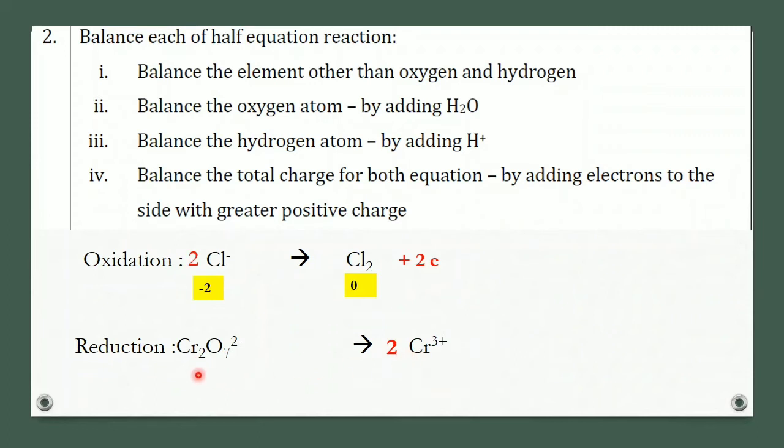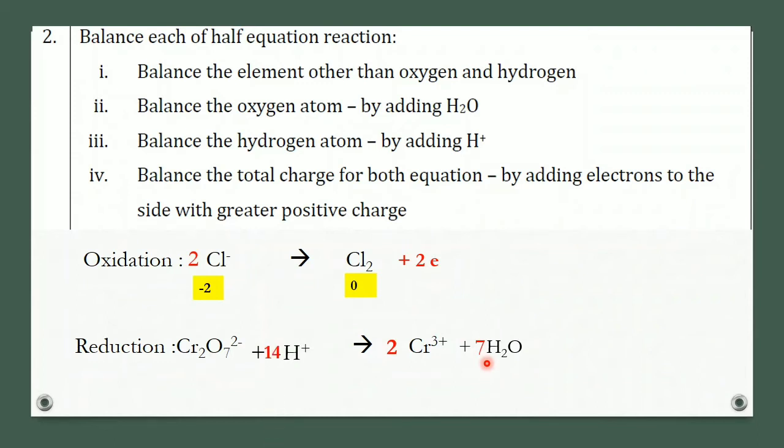And next, we have to balance the oxygen atoms. To balance oxygen atoms, we can add H2O. You can see there are 7 oxygen atoms, so I need to add 7 H2O. After balancing my oxygen, we need to balance the hydrogen atoms by adding H+. On my right side, there are 14 hydrogen atoms, so I need to add 14 H+.